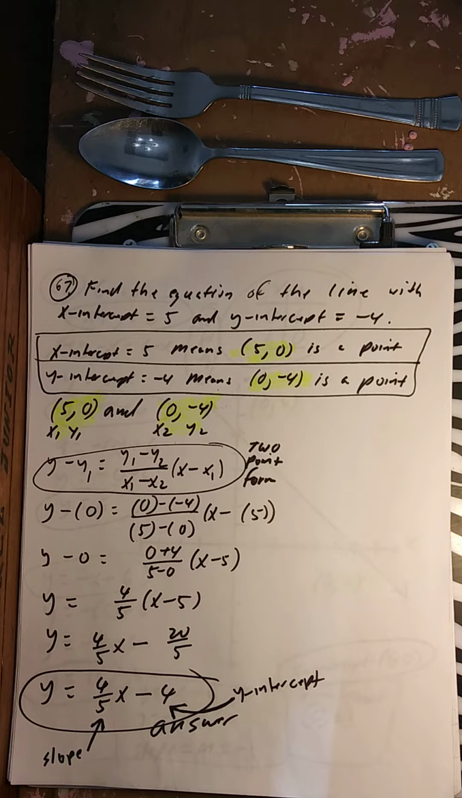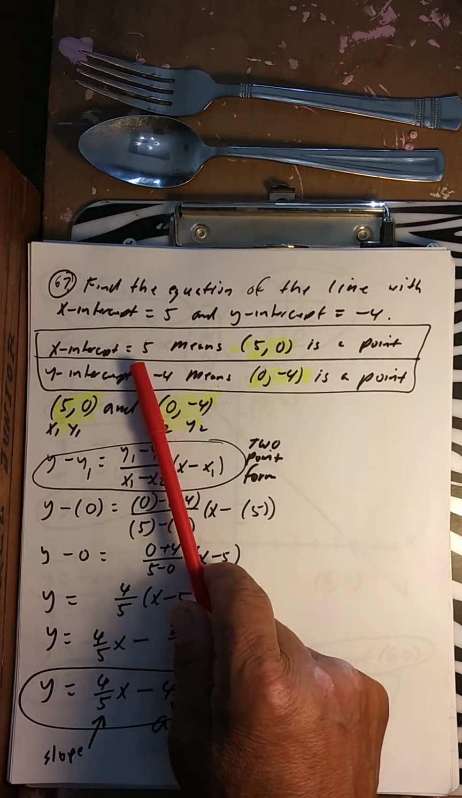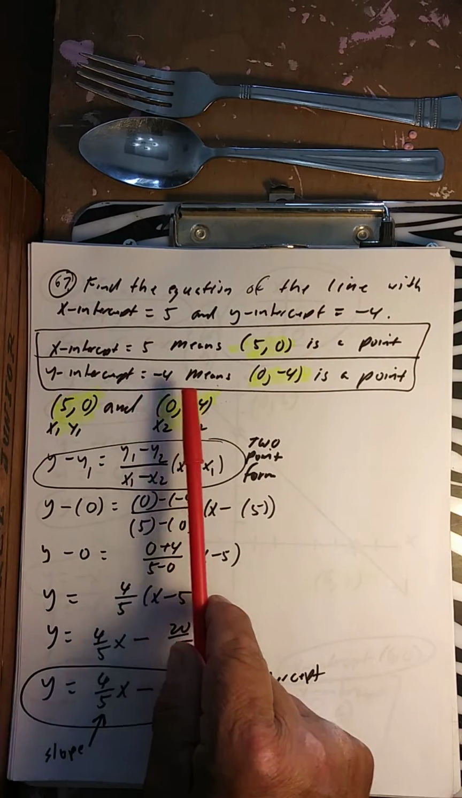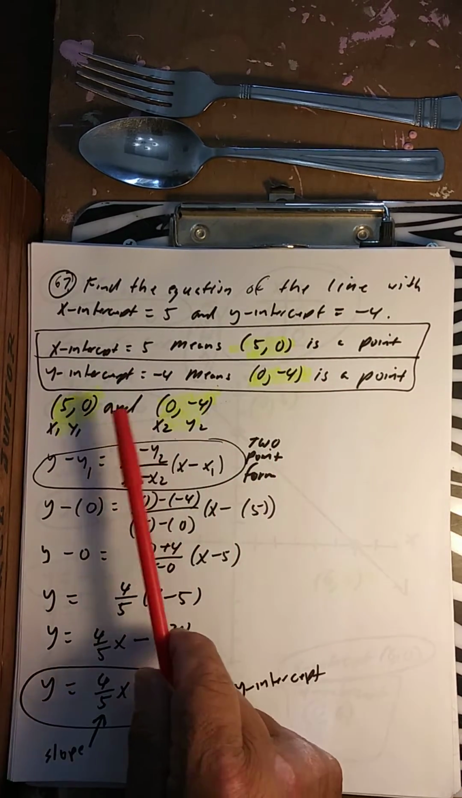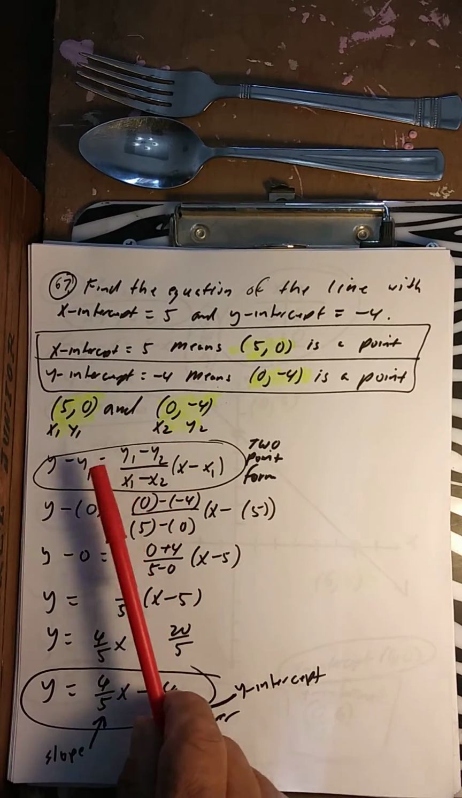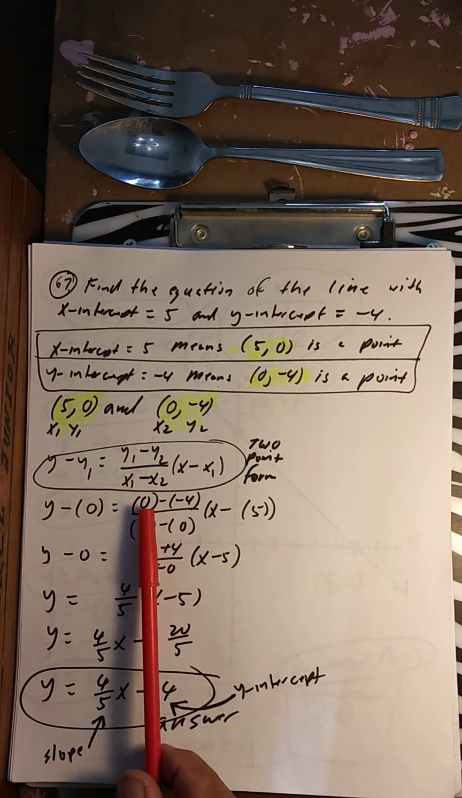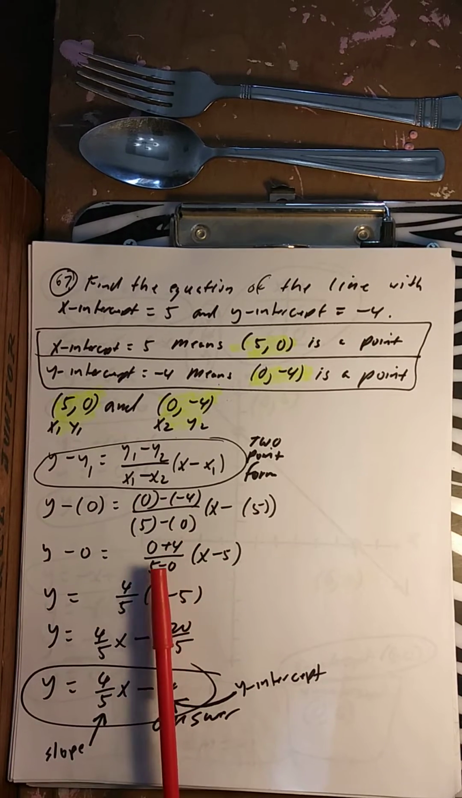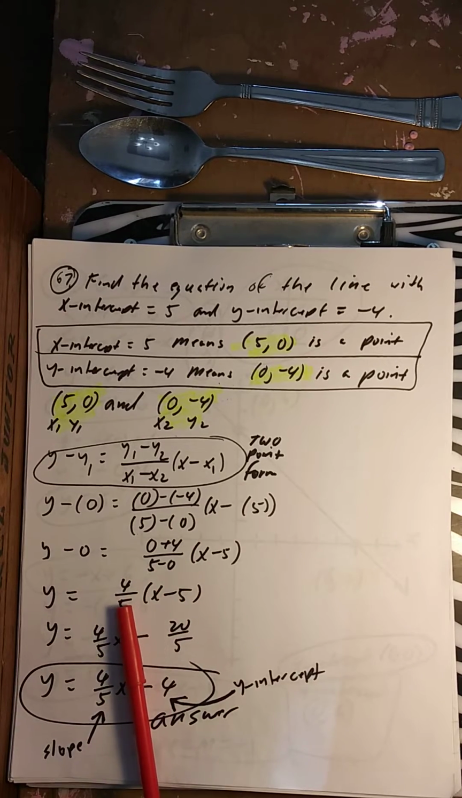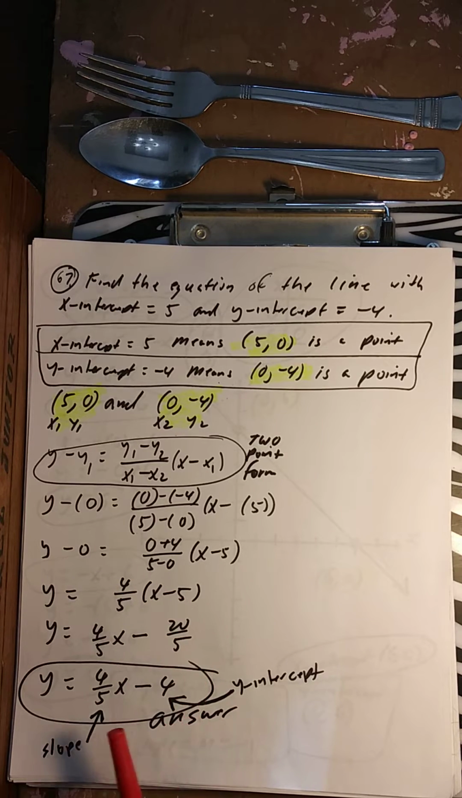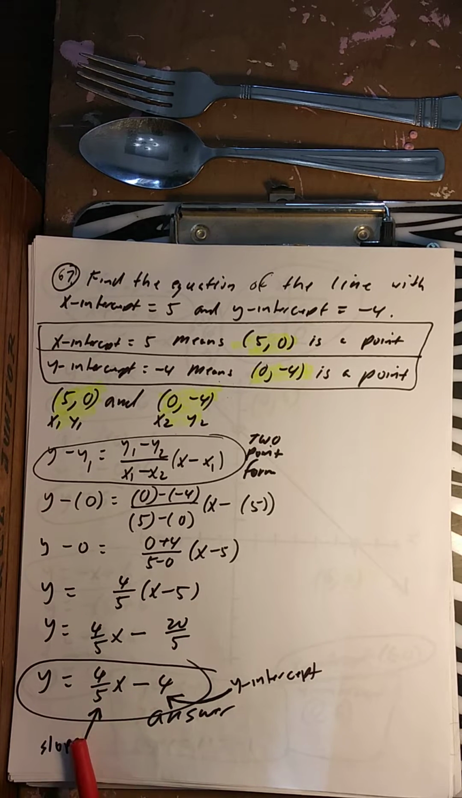Find the equation of a line that has x-intercept and the y-intercept. What does that mean? X-intercept equals 5 means you have (5, 0) as a point on the line. Y-intercept is -4 means you have (0, -4) on the line. So we have 2 points, (5, 0) and (0, -4). So two-point formula again, put the numbers in. So we have on top 0 minus minus 4, 0 plus 4, and 5 minus 0 is 5. So you have 4 over 5 times this is that, and 4 over 5 times that's going to be 20 over 5. Now, we have y equals what? 4/5 x, slope, and -4 is the y-intercept.